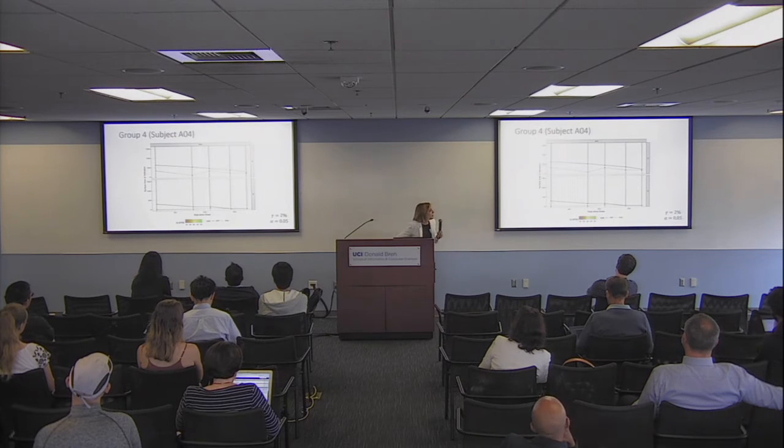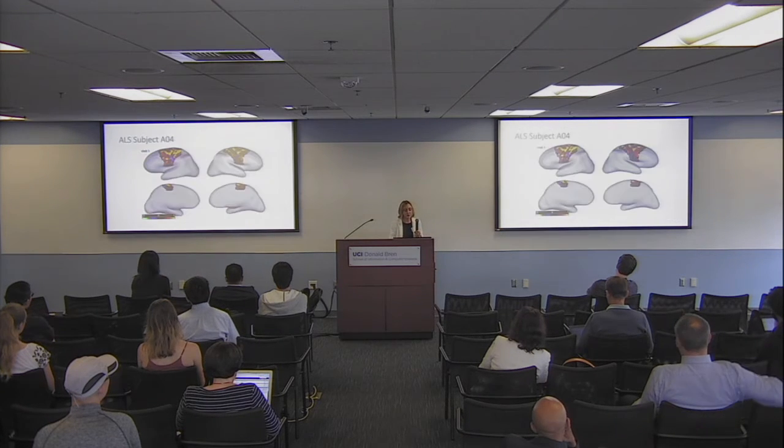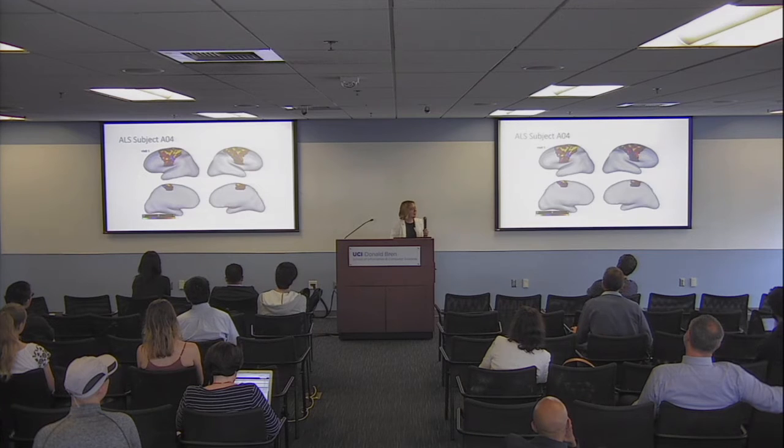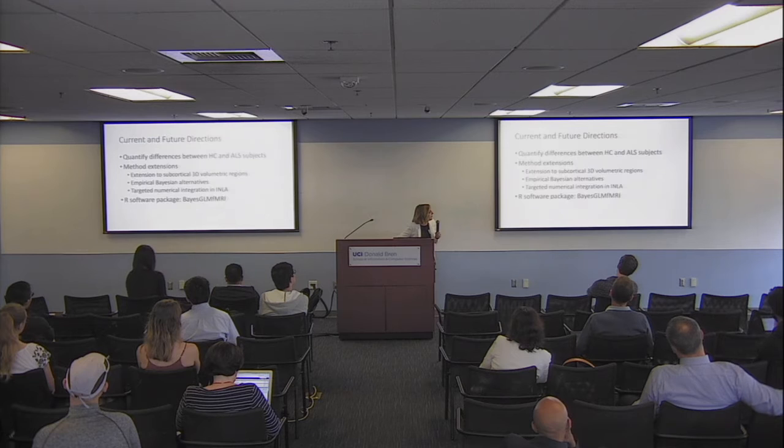This is another very interesting subject. This subject was the subject who was in the study for the longest time, 4 years, and had a very slow progression. And with their data, we see this compensatory behavior in the left hemisphere of the brain, but then we see it start to fade over time. It's a very much more gradual process than we saw in the first subject.